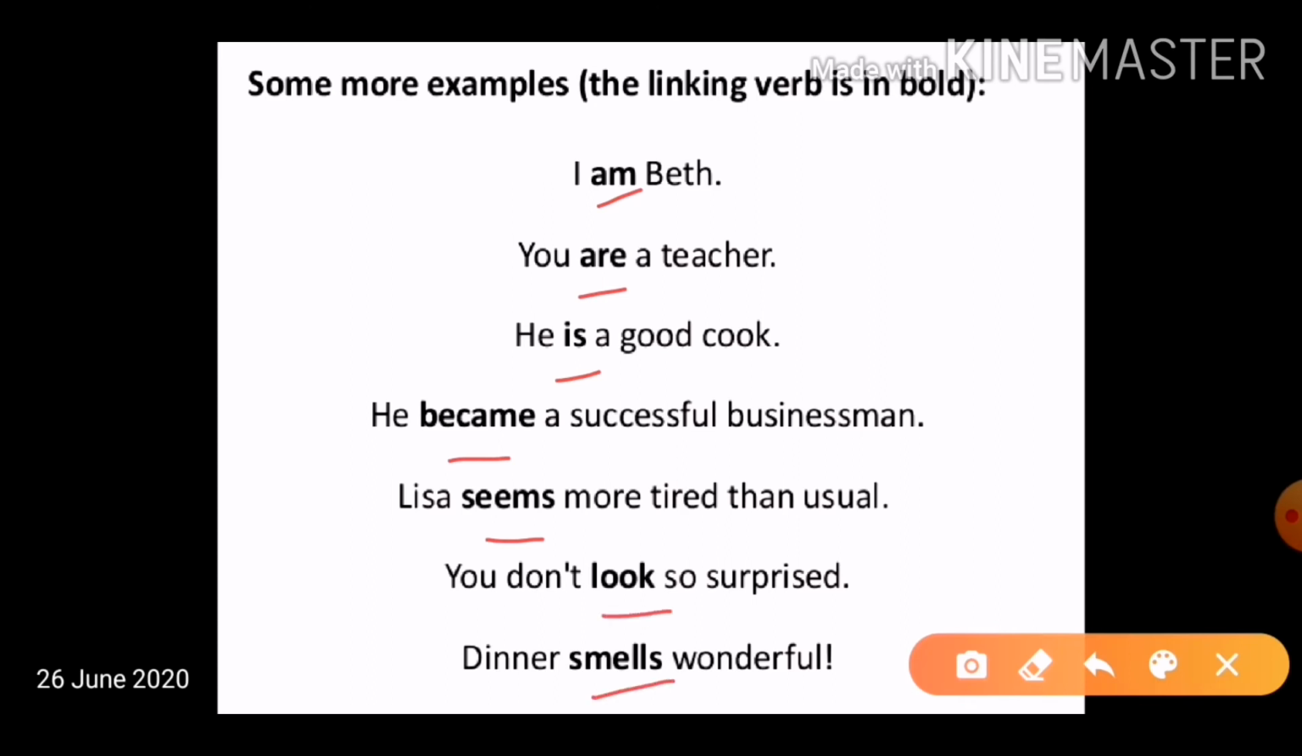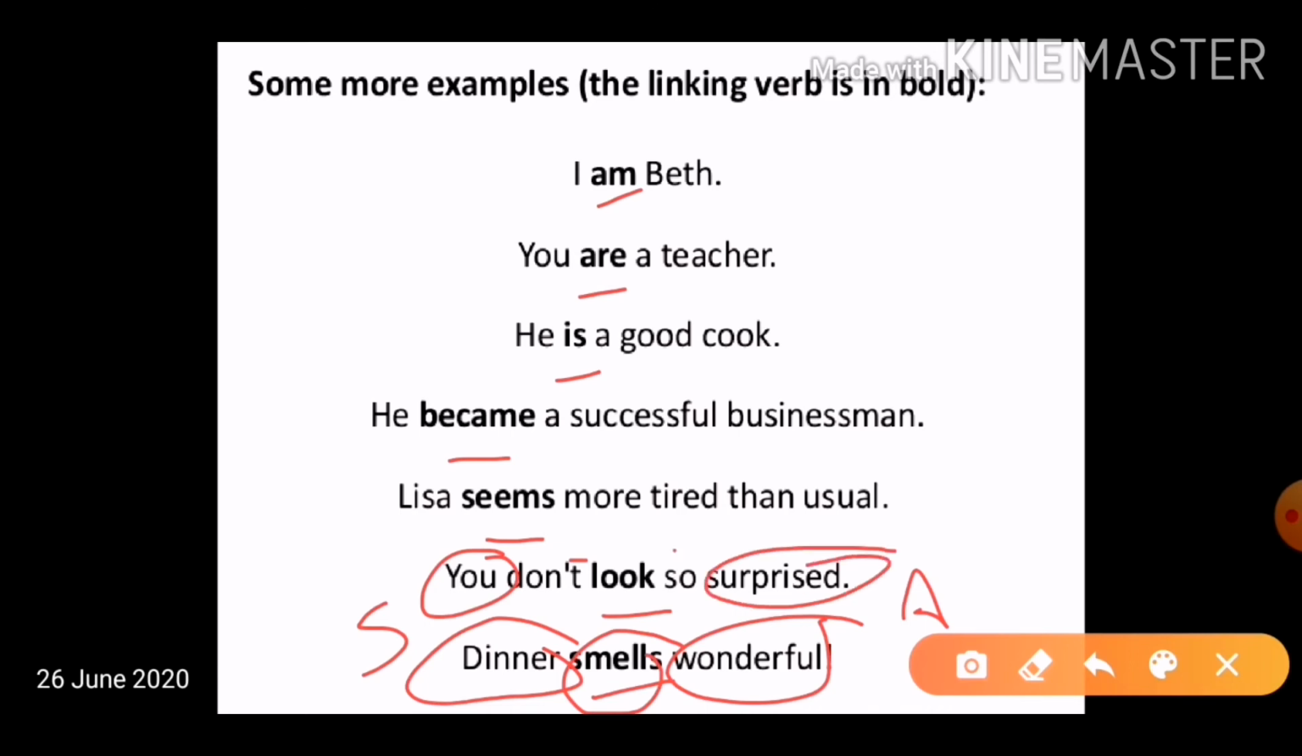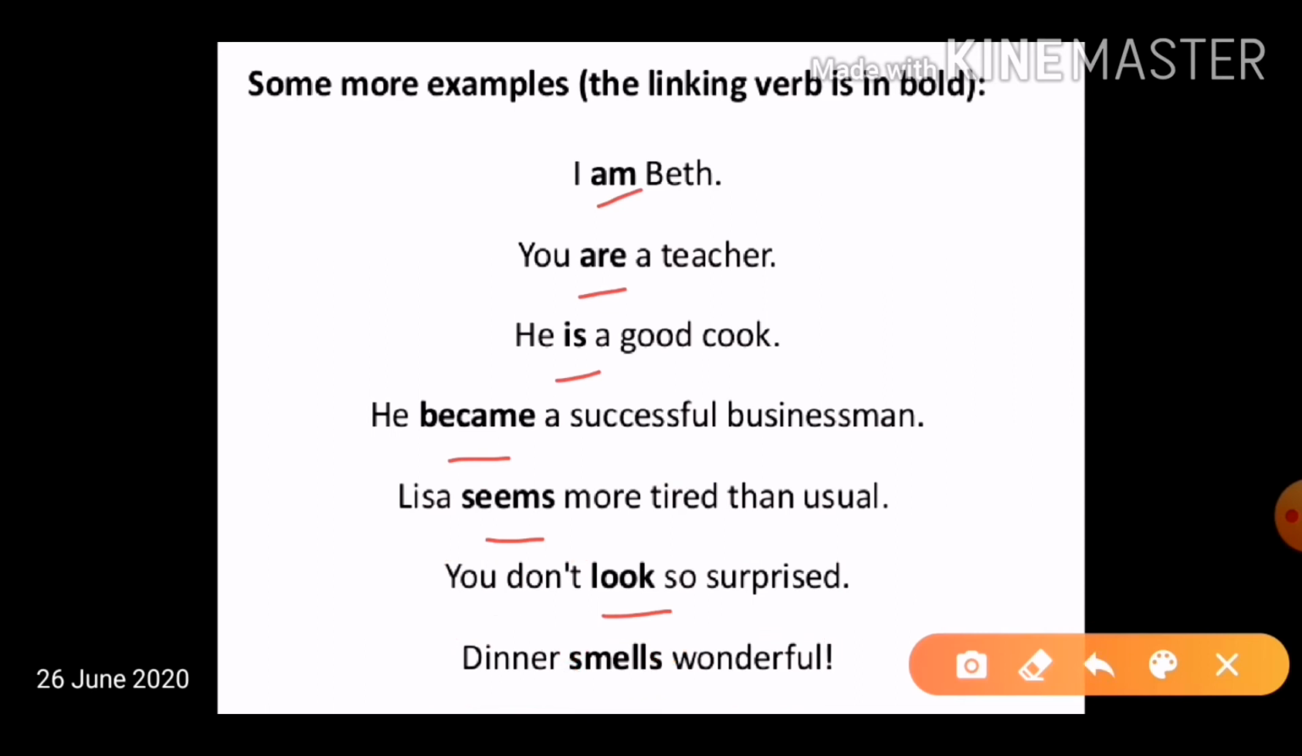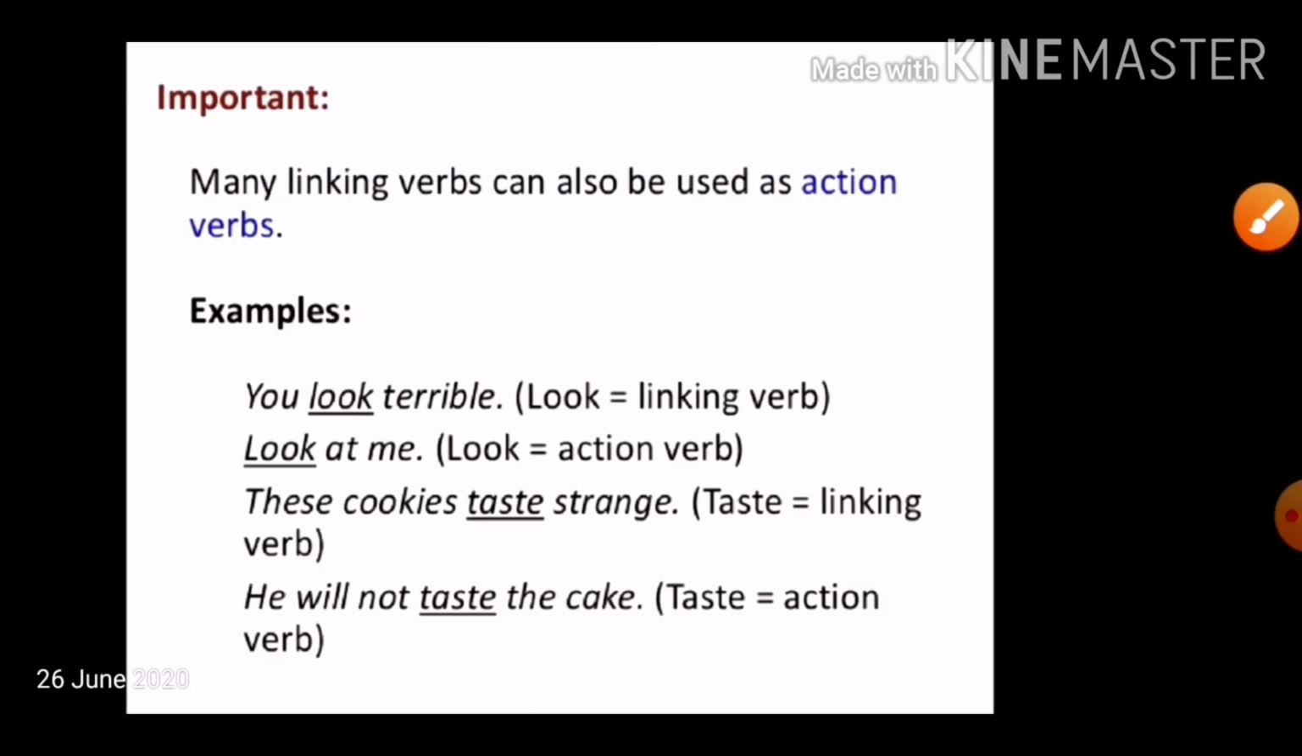Dinner smells wonderful. Here dinner is the subject, wonderful is the adjective, and what connects them in between is smells, so it's a linking verb. You don't look so surprised. Here you is the subject, surprised is the adjective, and look is connecting them. Don't go with an adverb or negative word here. Lisa seems more tired than usual. Tired is an adjective, seems is connecting, and Lisa is the subject here. Similarly, you can see the other sentences yourself. Okay, let's move further.